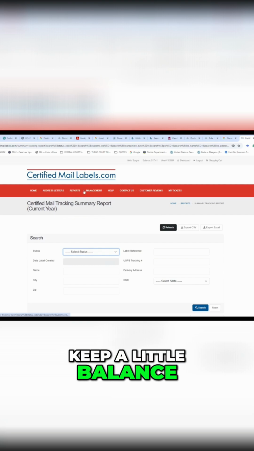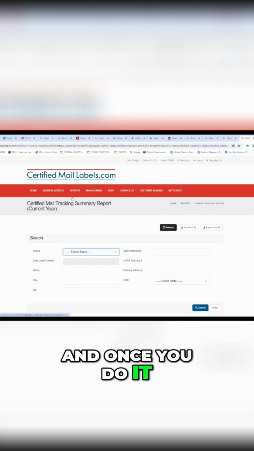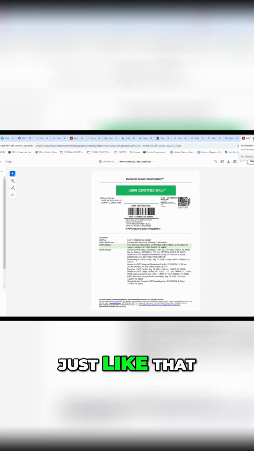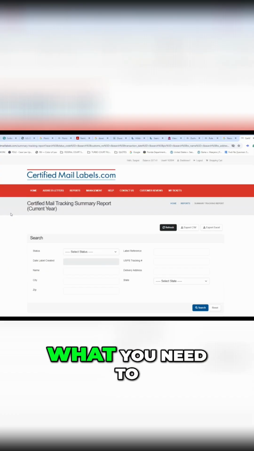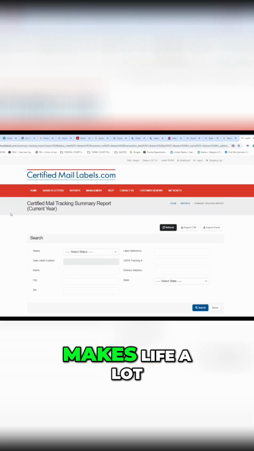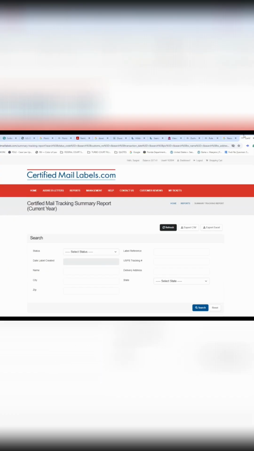Keep a little balance. And once you do it, it shows you what it looks like. Just like that. So get yourself online, get your certified mail labels account. It helps you do what you need to get done. It makes life a lot more convenient.